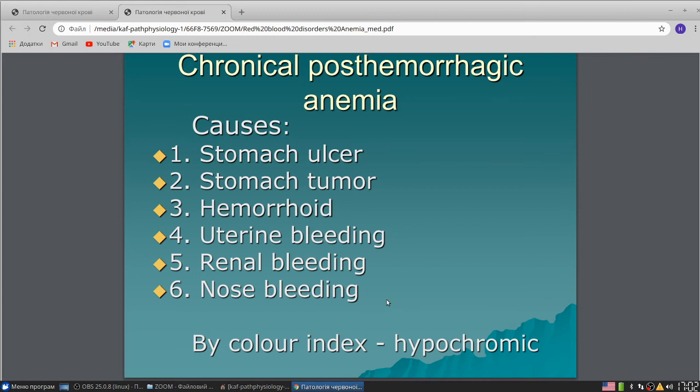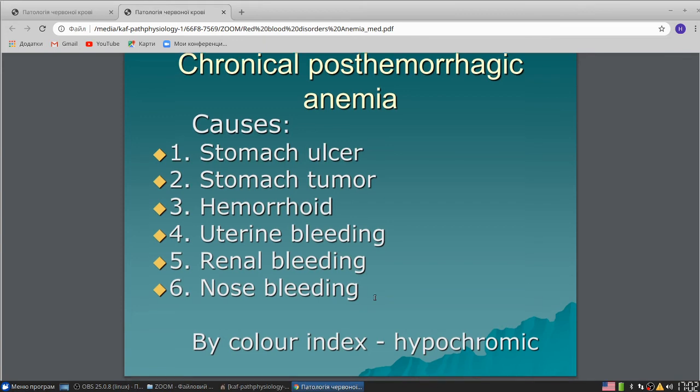And chronic post-hemorrhagic anemia every time will be a high component when we're talking about acute. This anemia in the first period will be normochromic, then can transfer to hypochromic too.